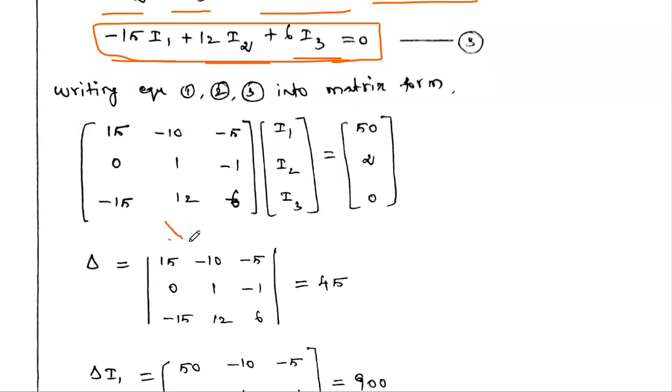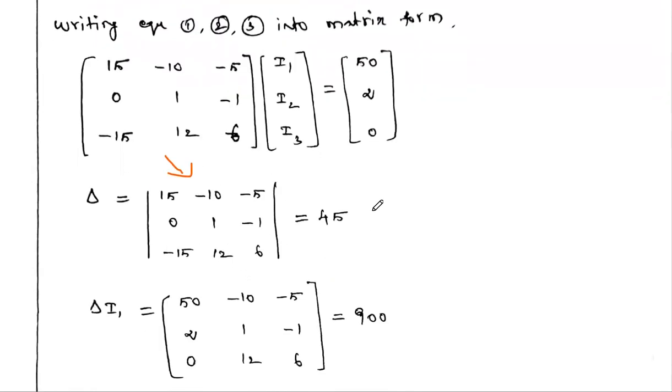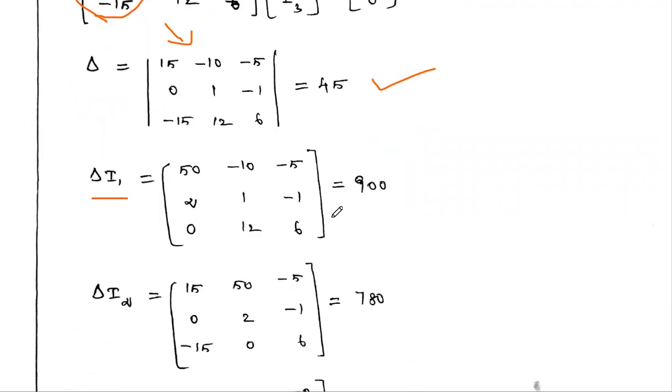The del is nothing but the determinant of this resistance 3 by 3 matrix. So it is 45. Okay, next del I1. What is del I1? In this constant matrix, the first column, you just replace it with this constant value 50, 20. The remaining two columns, just as they are, you write. Then you find the determinant value. It is 900.